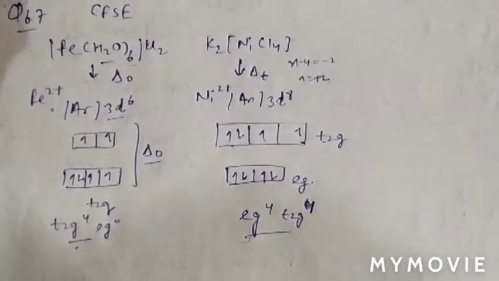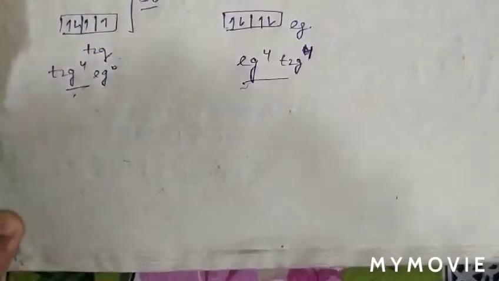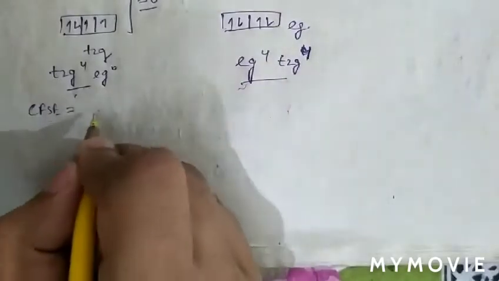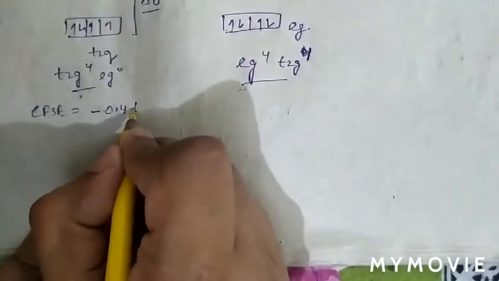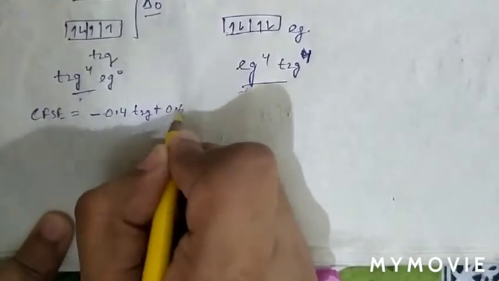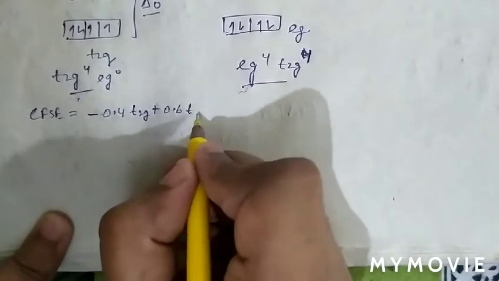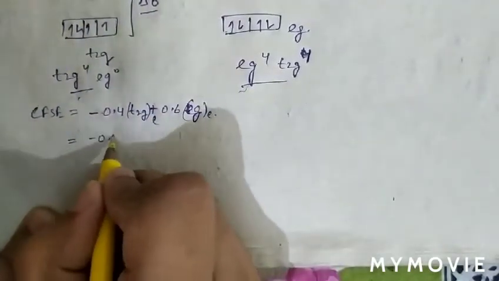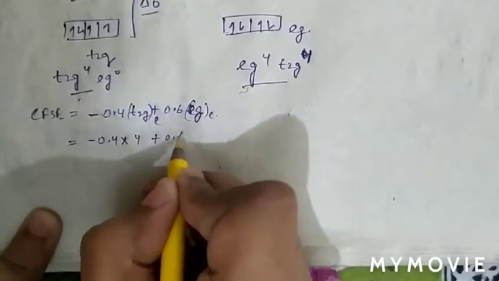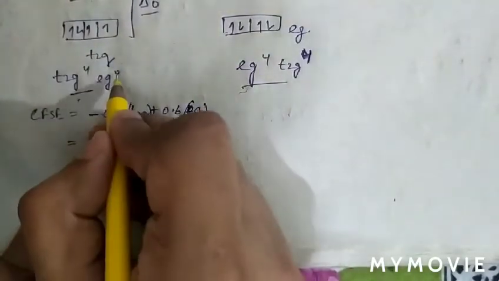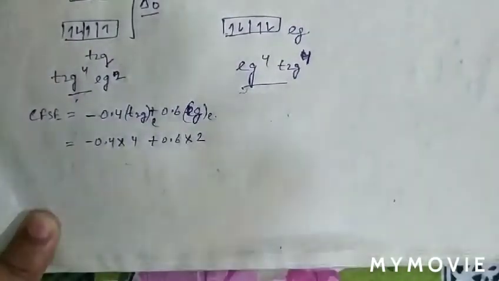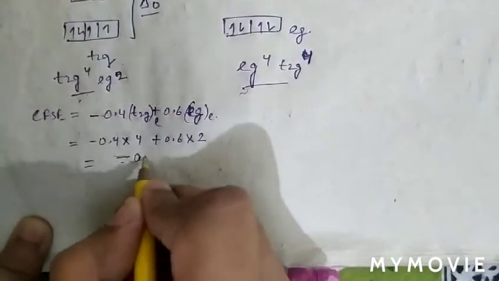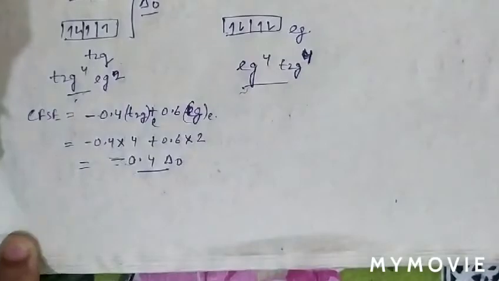And the crystal field splitting energy, CFSE, for the octahedral complex is minus 0.4 into the electrons in t2g plus 0.6 into the electrons in eg. So this is minus 0.4 into 4 and plus 0.6 into the number of electrons in eg, which is 2. On solving we get minus 1.6 plus 1.2, so this is minus 0.4 delta naught for the octahedral complex.